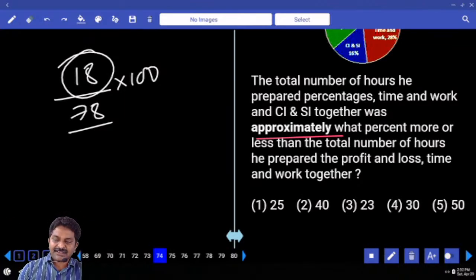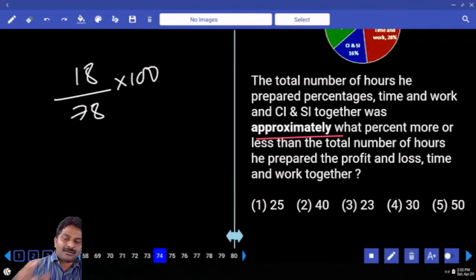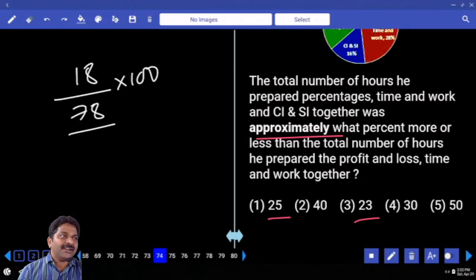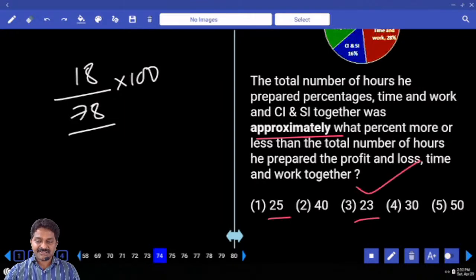How many options are there? 23, 25, two are there. Right, hold it. What is 50% of the denominator? 39. 25% means again half, right? Half of 39 is 19 and a half. Our numerator, is it exactly 25% or more than that or less than that? Hence it is 23%. Got it?